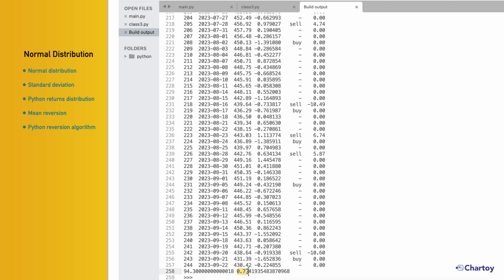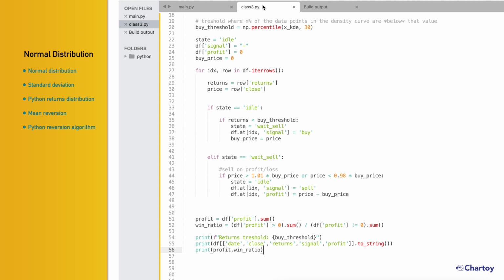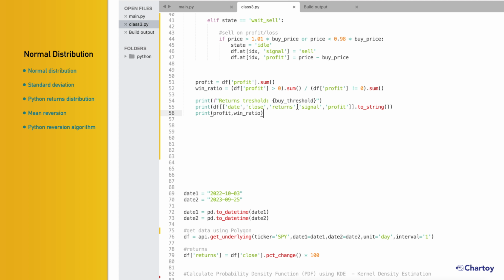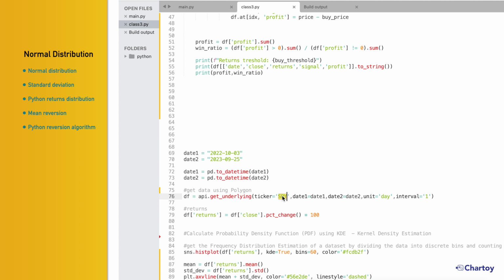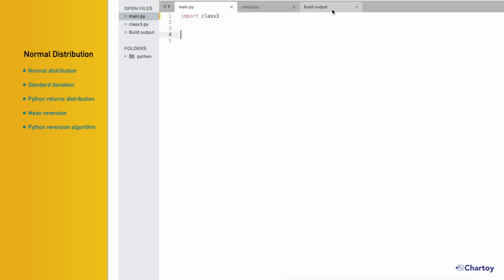But as we said, there are many problems with this algorithm. So let's check what would happen if we run this algorithm on a stock that is much more volatile. For example, Tesla. What would be the profit and the win ratio? So let's go back to the program and put Tesla here instead of SPY. Let's run this again and see what happens.